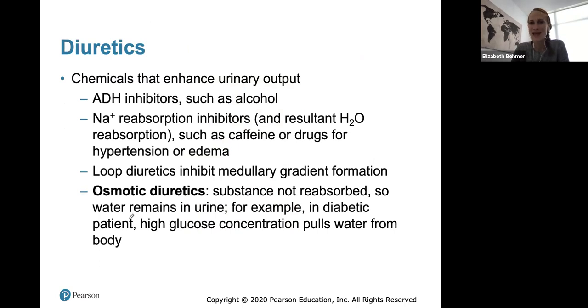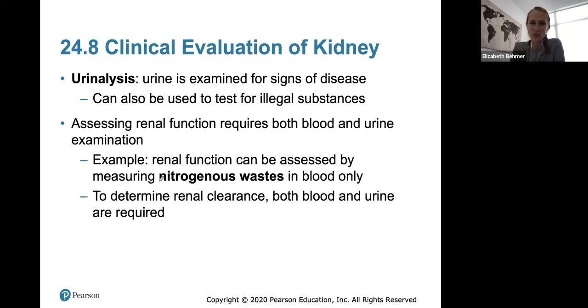Diuretics, so chemicals that enhance urinary output. So a diuretic makes you urinate more frequently. Anything that inhibits ADH, because remember, ADH retains water. So anything that inhibits ADH, like alcohol, will be a diuretic. Sodium reabsorption inhibitors, caffeine, and drugs are diuretics. Osmotic diuretics are substances not reabsorbed, so water remains in the urine. So for example, in a diabetic patient, if you have a high glucose concentration, this pulls water from the body and causes you to urinate more frequently as well.